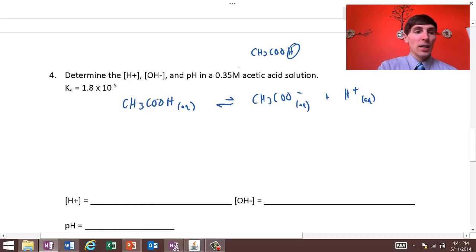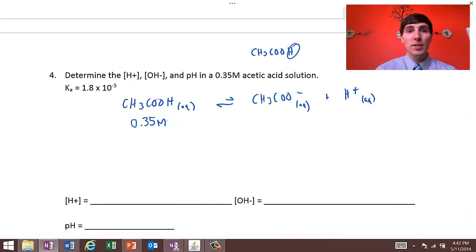Now it tells me that I have 0.35 moles per liter of acetic acid solution. That's my concentration of acetic acid. But not all of these molecules are going to break apart into ions in solution. So we need to figure out how much there are.